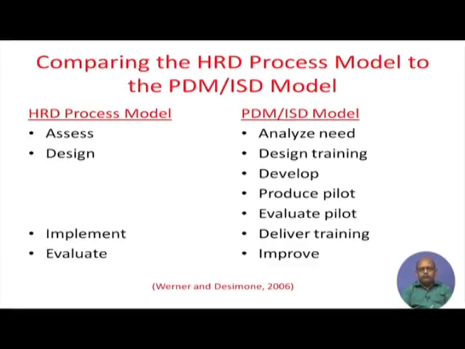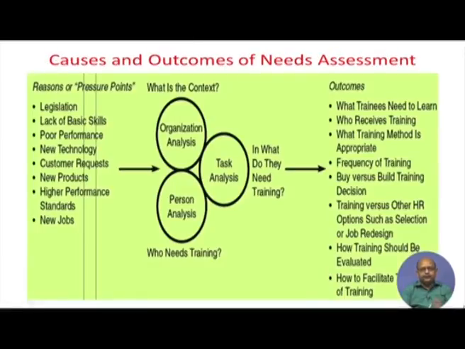So, this is a process model which we are going to discuss one by one, and we are dealing here with the first stage, that is the assessment stage, the analysis of training needs. Now, if you look at the causes and outcomes of the need assessment, it basically gives you a brief overview of the entire need assessment process. In the middle you will find what kind of analysis is done. 3 kinds of analysis are done to identify the need: organizational analysis, task analysis, and person analysis. That is what we are going to discuss at a later stage.